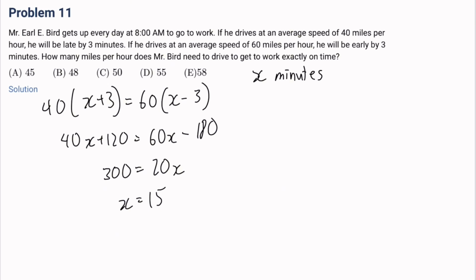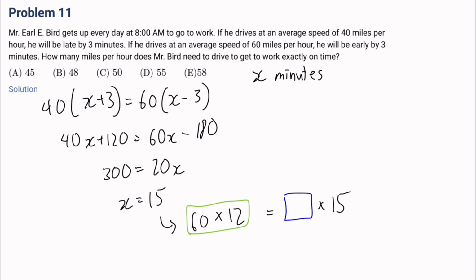And so 60 times (x minus 3) equals the speed that he needs to drive times x, right? But since x is 15, then we get 60 times 12, and this is something times 15, right? And 60 times 12 is equal to 15 times 4 times 12, because 60 is 15 times 4, and so this is 15 times 48. 48 is the number that we were looking for.